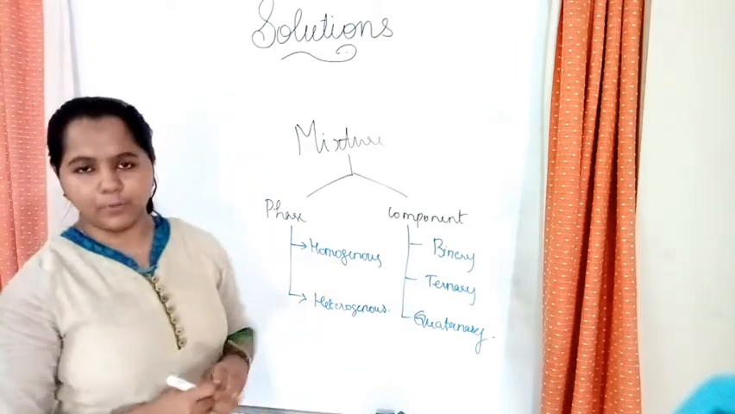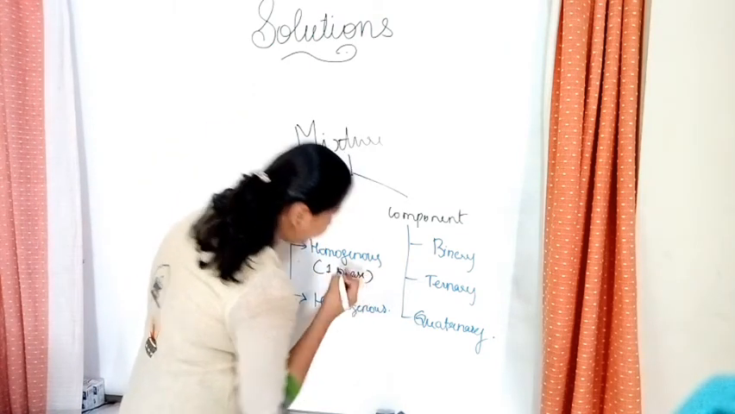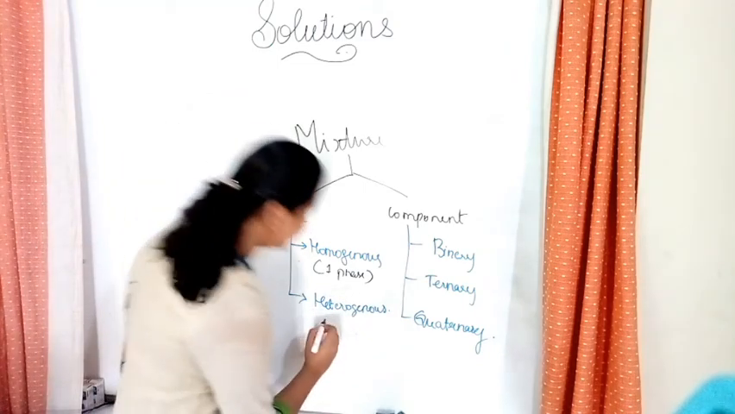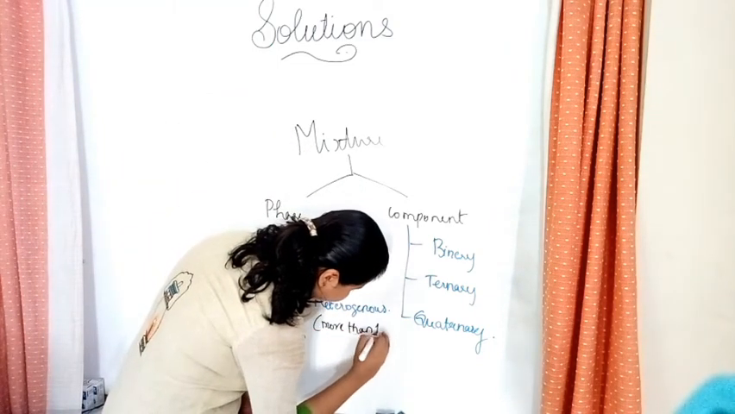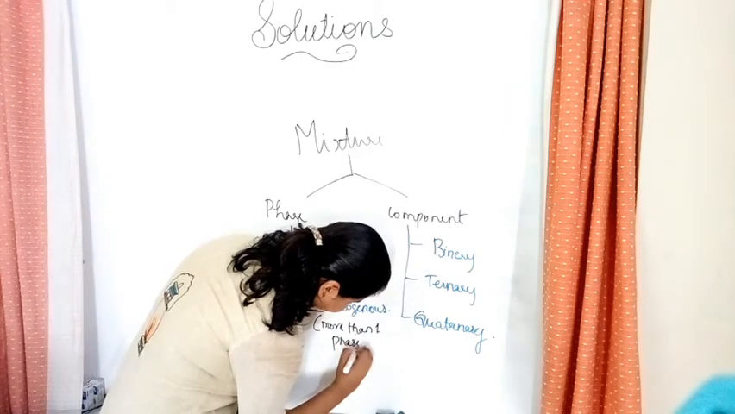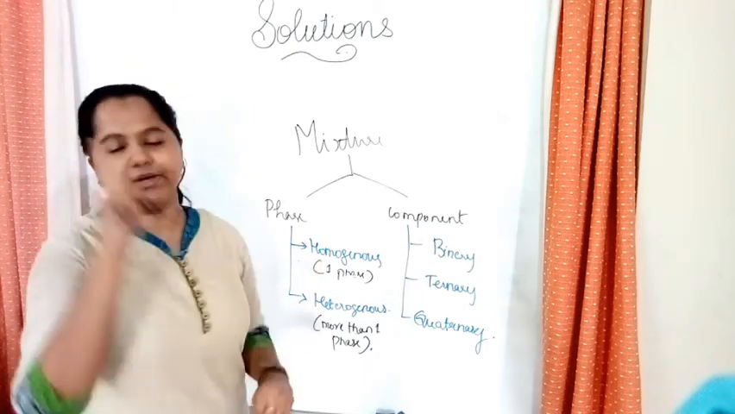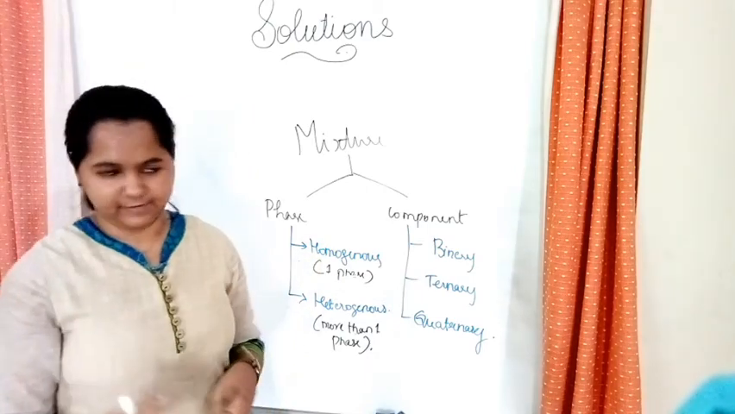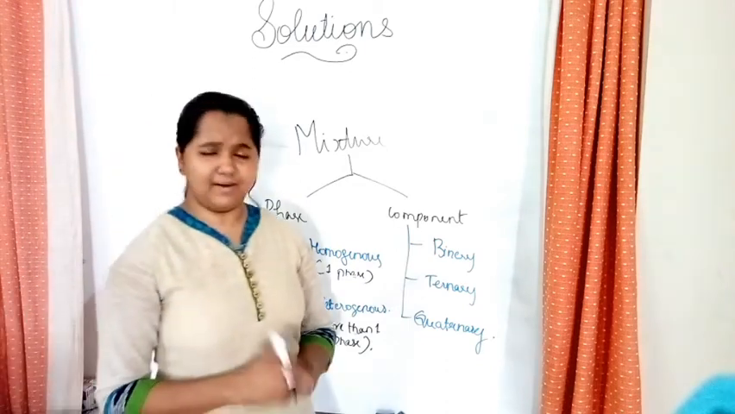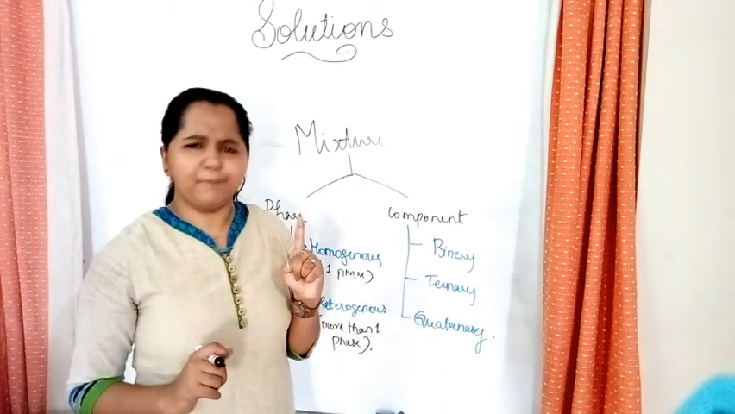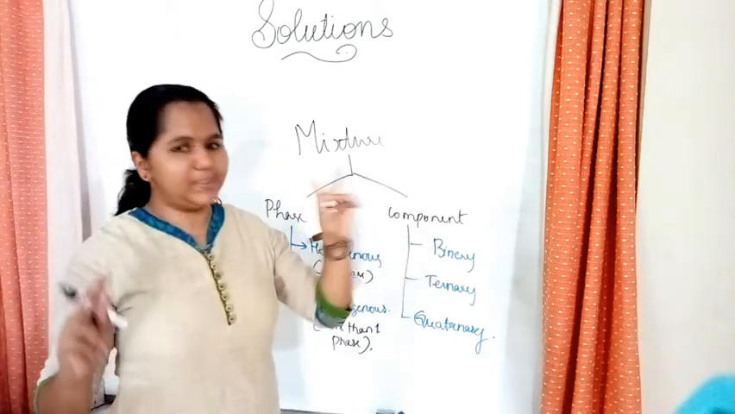So what do you mean by homogeneous? There is only one phase. Okay? It's only one phase. Over here there is more than one phase. Okay, that is what homogeneous and heterogeneous are. Homogeneous is only one phase, heterogeneous is more than one phase. So next is according to the components. Can you make a mixture with one component? It's not possible. It's a combination of different components. So it has to be two or more.